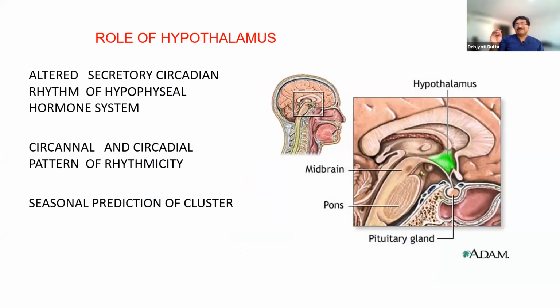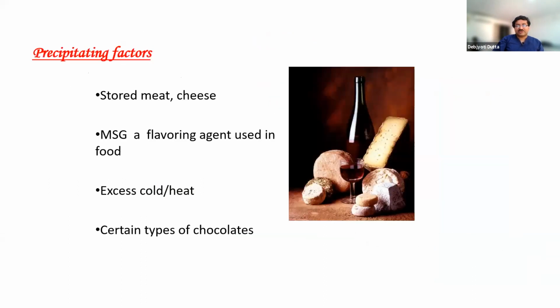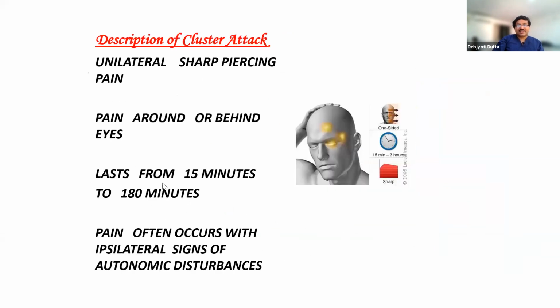Sometimes the patient says, I am having pain at night, between 6 p.m. and 8 p.m. Sometimes the frequency varies, but this alarm clock type pattern is present in most of the patients. Now, precipitating factors: stored meat, cheese, MSG, excess cold or heat, certain types of chocolates can precipitate this headache.